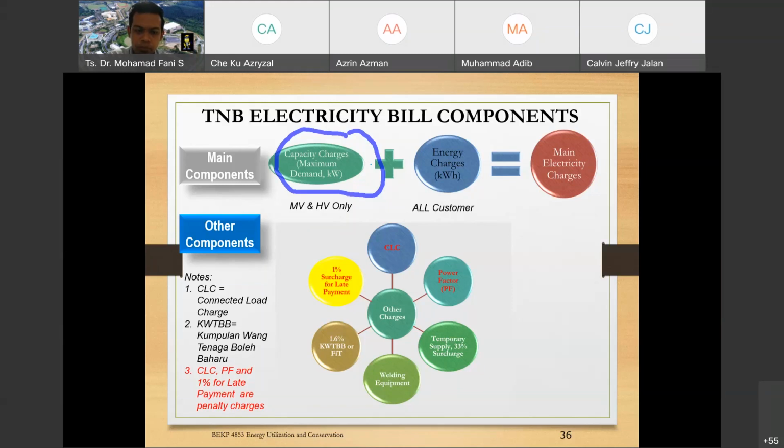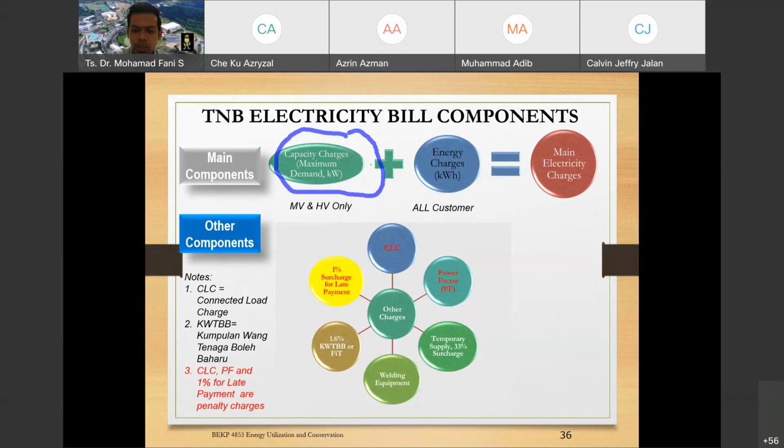For the other components, for example, CLC, the connected load charge, if there is one. Later on, we'll explain what a CLC is. Then there is the power factor charge. If the power factor is lower than the standard value, TNB will charge the consumer based on a specific calculation.